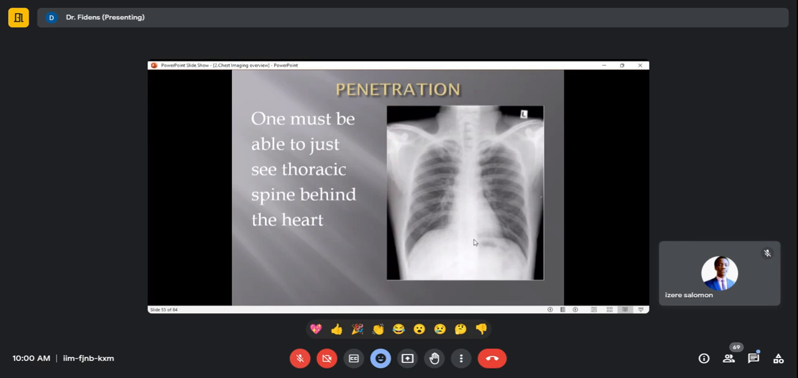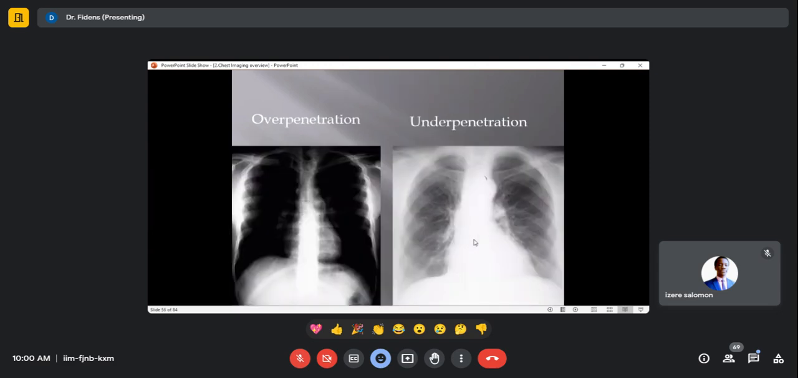That's still number 2: over penetration. I'll give you some examples. The first image, on your left, is over penetration because you can see the spine very well. It looks like they wanted to do an X-ray of the spine. Look, the vertebral bodies can be seen very well.